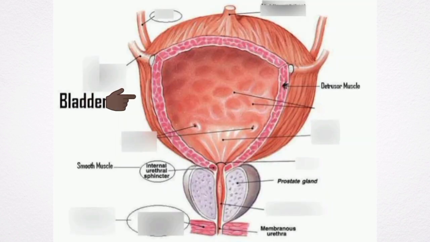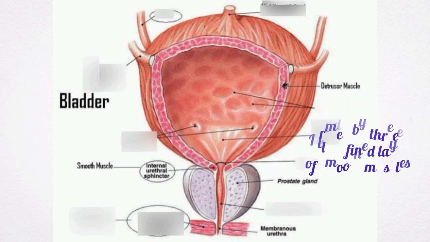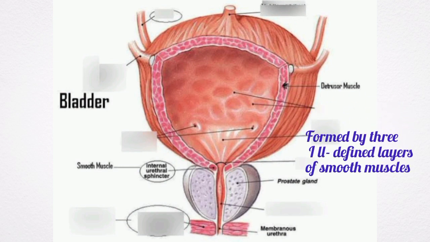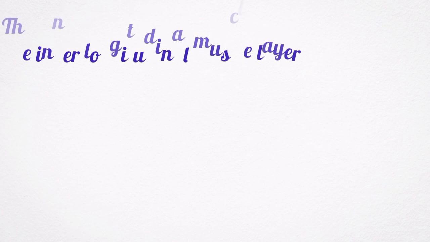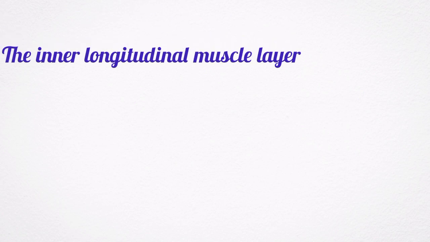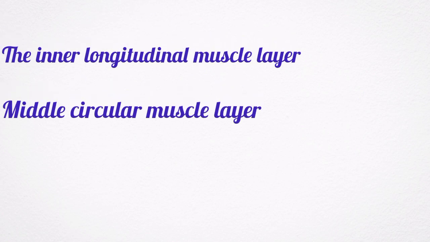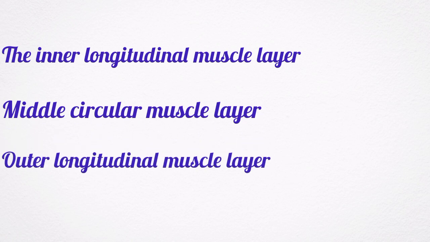The bladder actually consists of the body, the neck, and the internal urethral sphincter. The smooth muscle forming the body of the bladder is called the detrusor muscles. It is formed by three ill-defined layers of smooth muscles, which are the inner longitudinal muscle layer, the middle circular layer, and the outer longitudinal muscle layer.